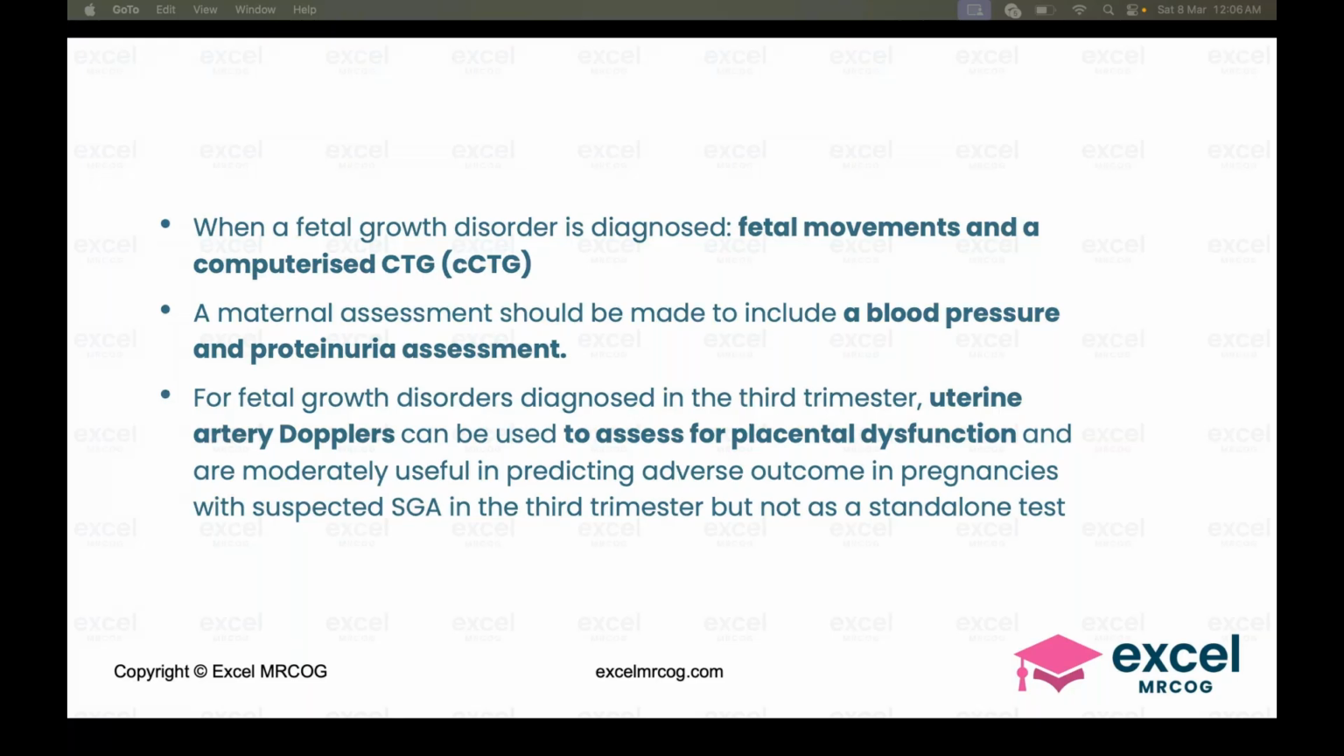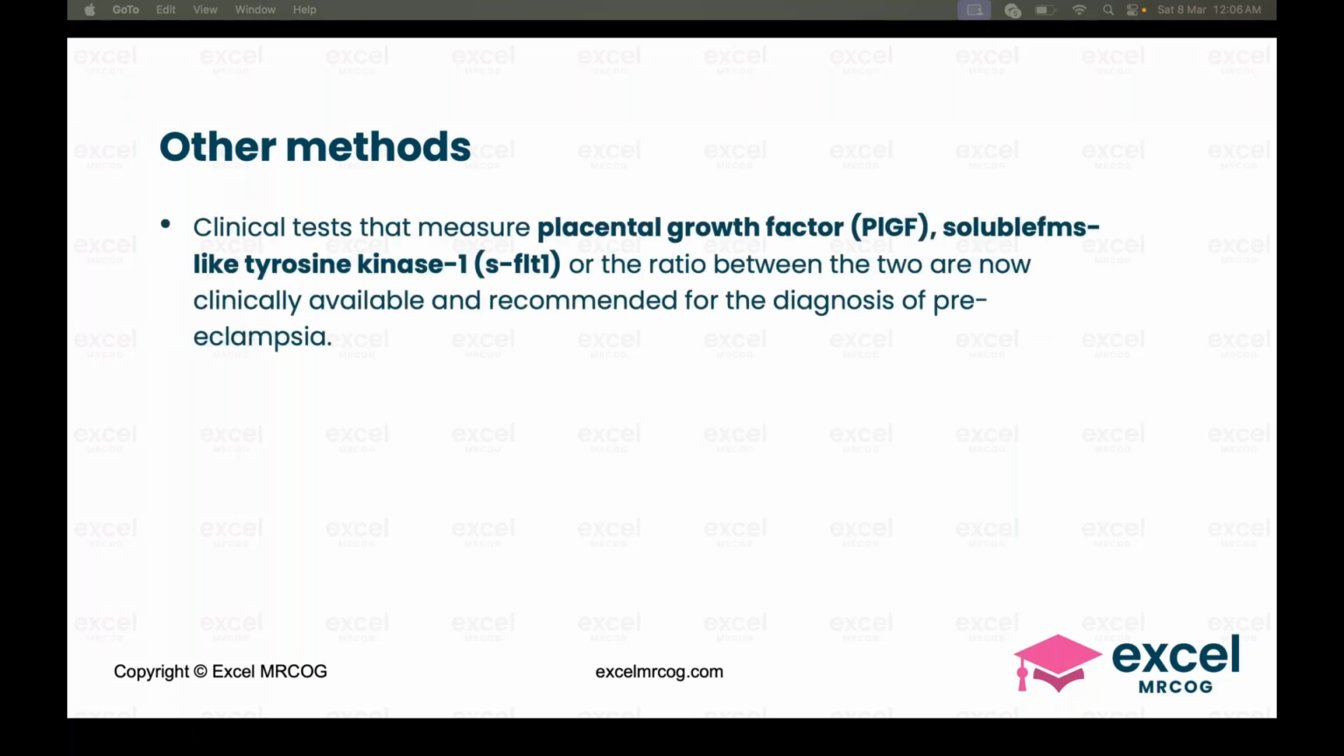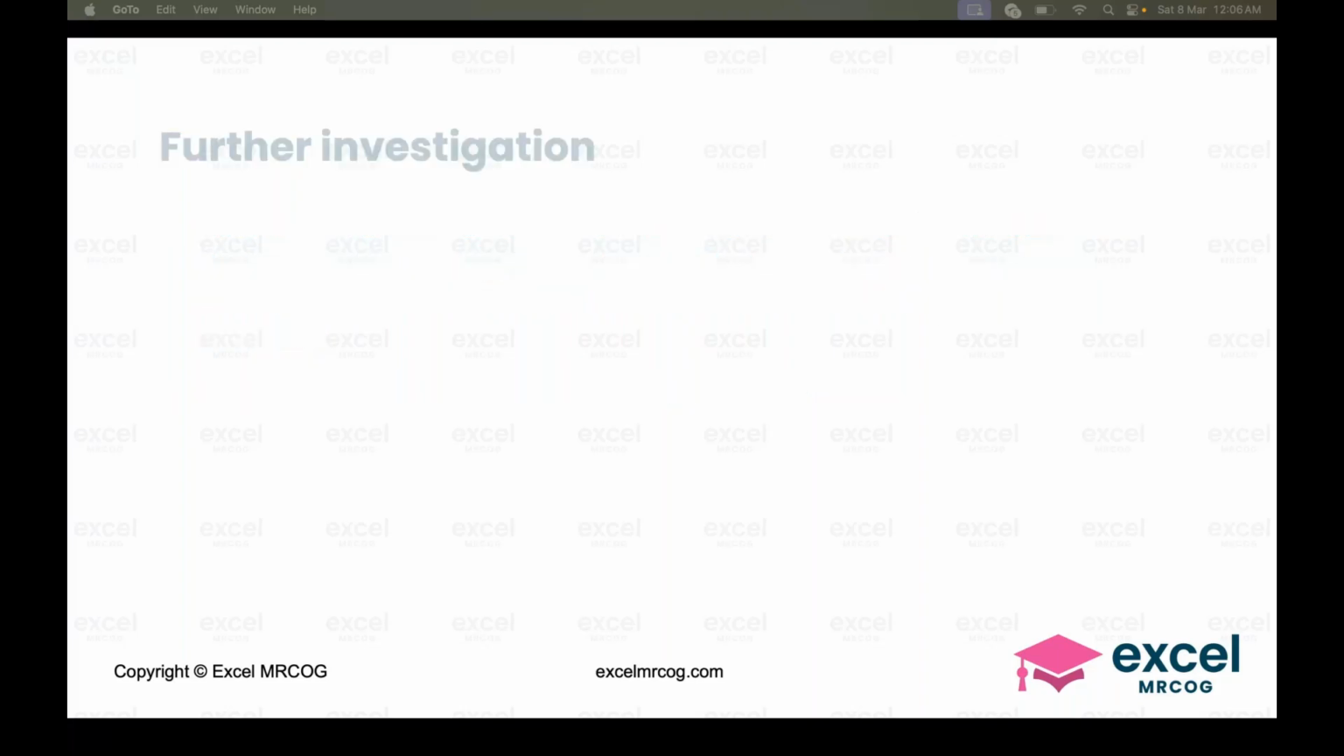Other methods that you do are placental growth factor and soluble fms-like tyrosine kinase, and the ratio. This is offered only for diagnosis of preeclampsia and to decide about delivery in preeclampsia. So it is not used otherwise. What you would say is that it is not routinely recommended in non-hypertensive women.